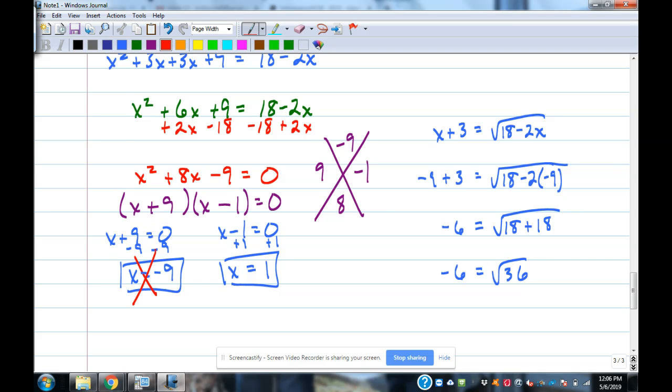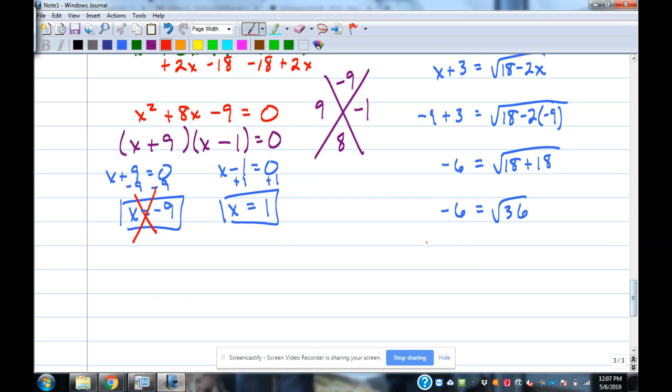So that one's out. 1 may or may not work. We don't know for sure. We got to check it to see. It could be an extraneous solution as well. There may not be any solutions to this problem.